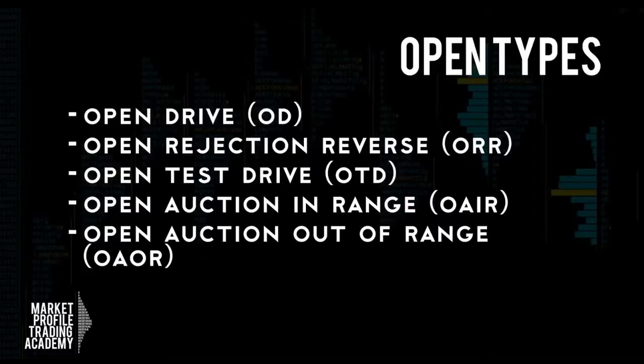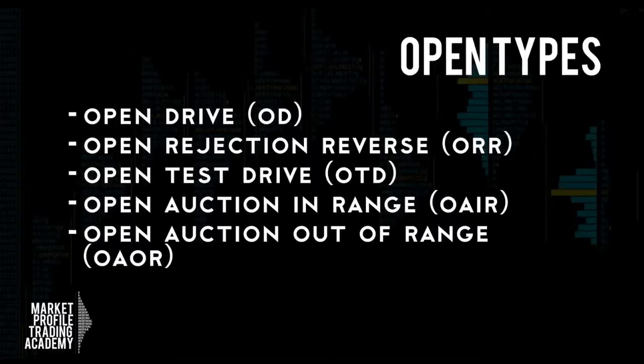An open auction in range is an open auction where we open and we have two-sided trading inside the range of the prior day. Open auction out of range is where we open and have two-sided trading outside of the range of the prior day. Now, some will distinguish another open type, which is an open auction inside of range but outside of value, or open auction inside of range but inside of value. For our purposes, we'll just focus on open auction inside of range. But these are the 5 open types that we see.